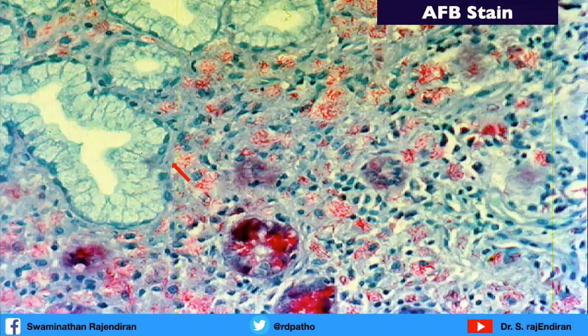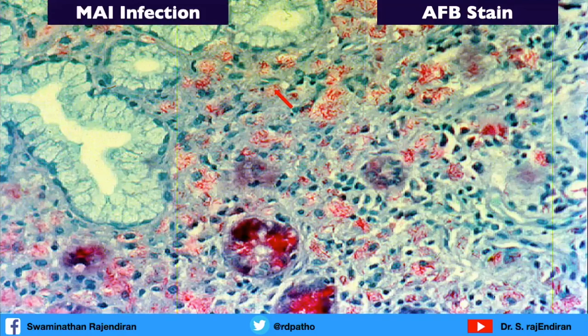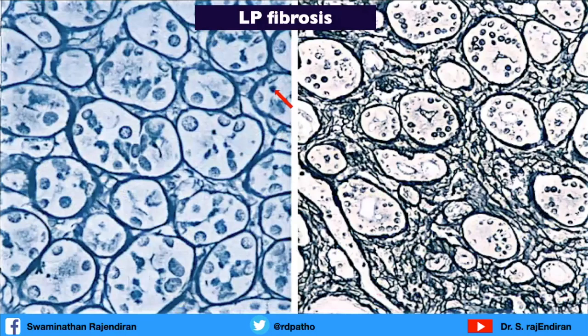This is a special stain, gastric biopsy again. You see a lot of macrophages with the pink stuff. This is an AFB stain. Whenever you see a lot of pink stuff in the lamina propria within the macrophages, think of Mycobacterium avium intracellulare.